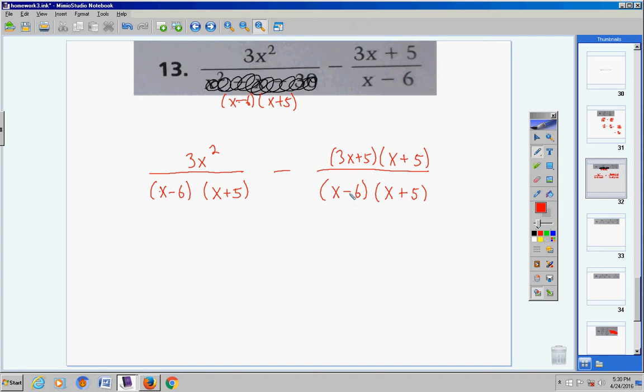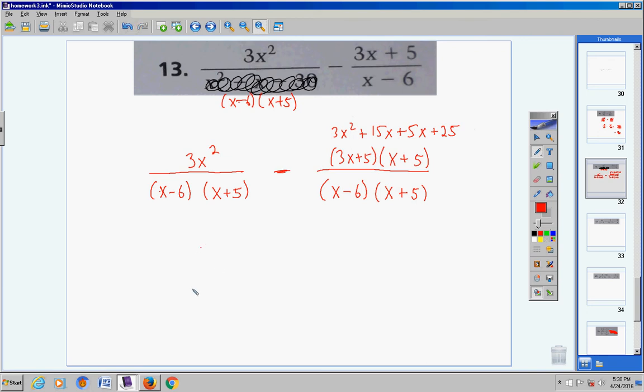Now, when I look at this, I realize I can quickly simplify this. Take your 3x and multiply it through. 3x times x is 3x squared. 3x times 5 is +15x. 5 times x is 5x. And 5 times 5 is 25. Now remember, this negative sign goes to everything up here. It's like negative and then a parentheses. So this negative sign here goes to everything, okay?